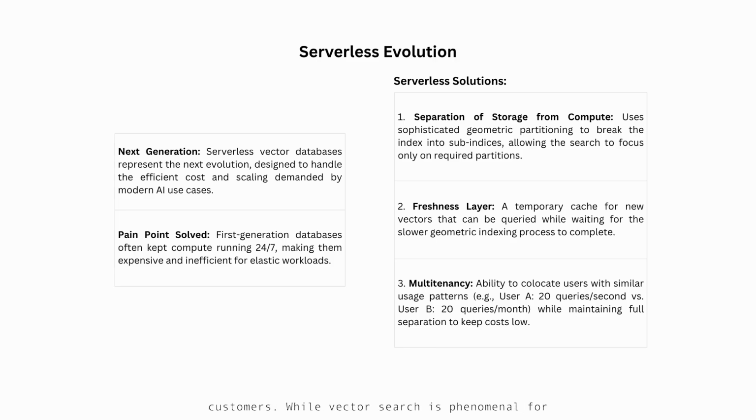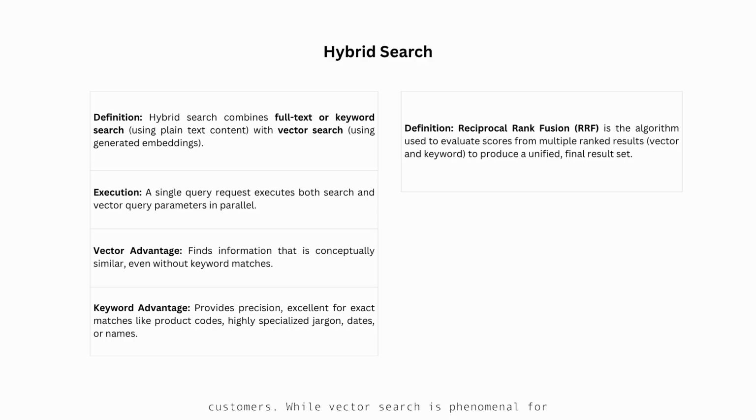While vector search is phenomenal for semantic understanding, sometimes you still need the precision of traditional keyword search. This is why hybrid search is gaining prominence. Hybrid search involves sending a single query that executes both the vector comparison and the keyword comparison in parallel. The strengths of the two approaches are complementary. Vector search finds conceptual similarity in context, while keyword search ensures accuracy for exact matches, which is vital when querying product codes, specific dates, or proper names.